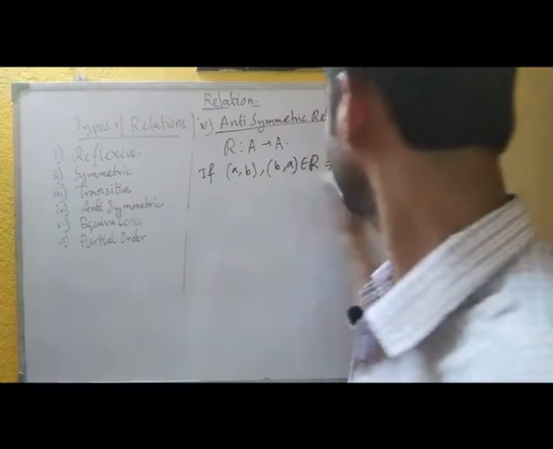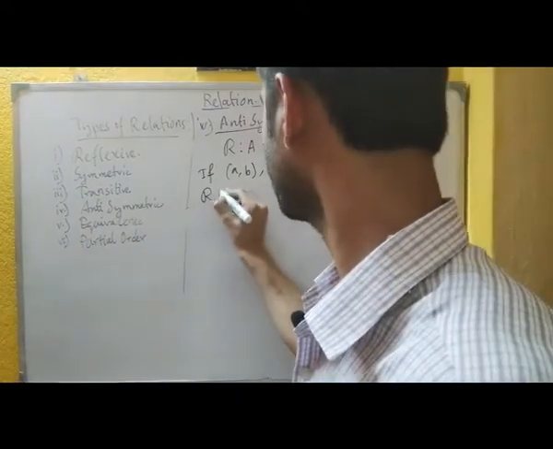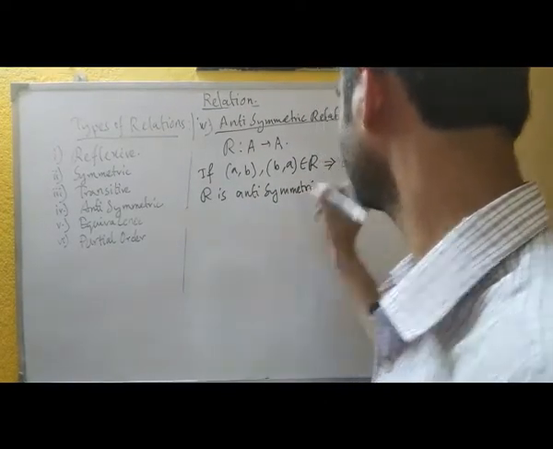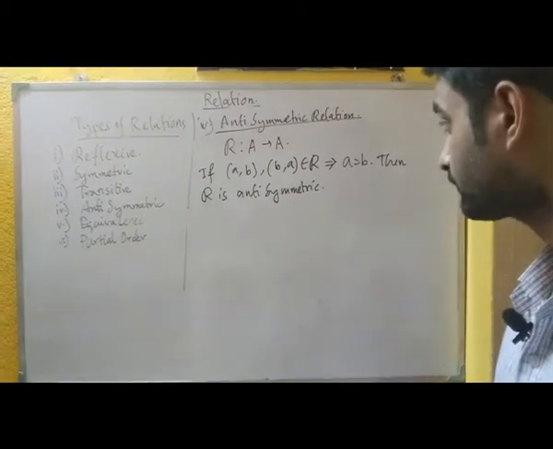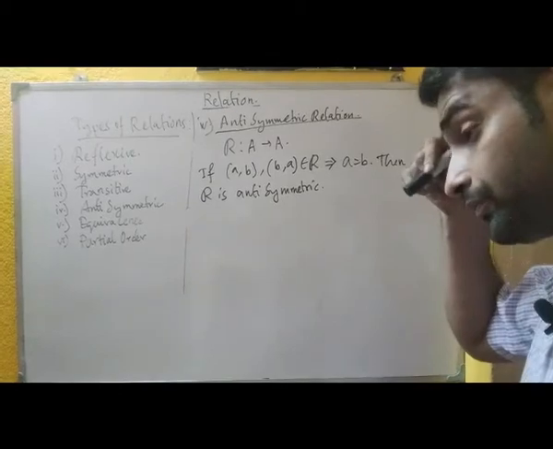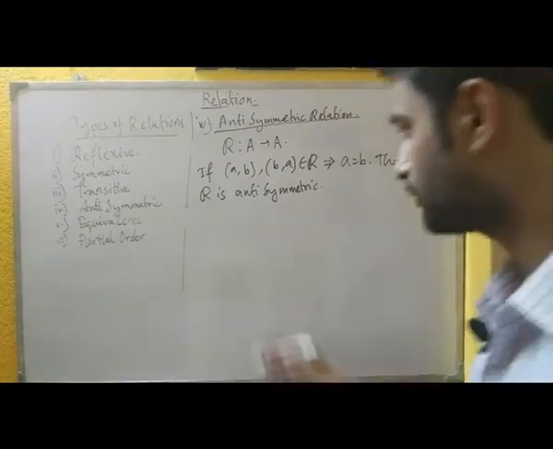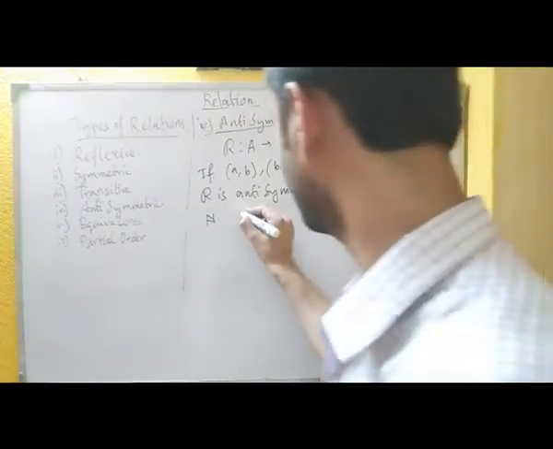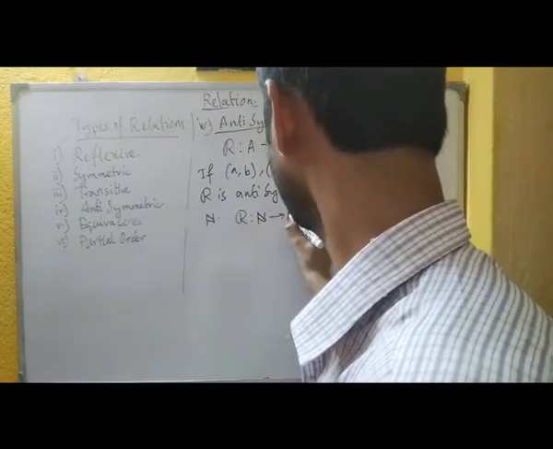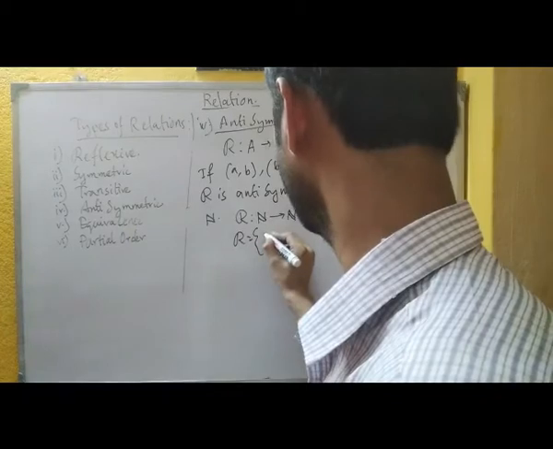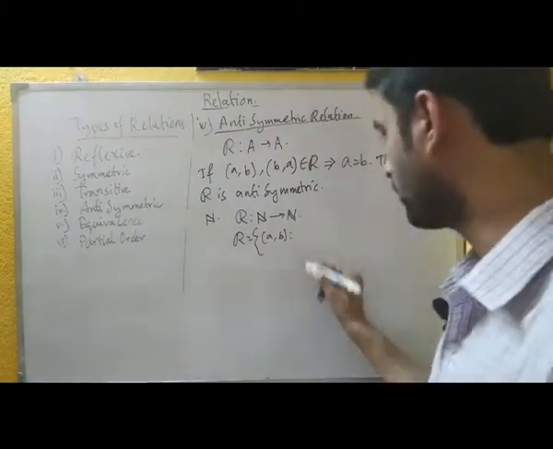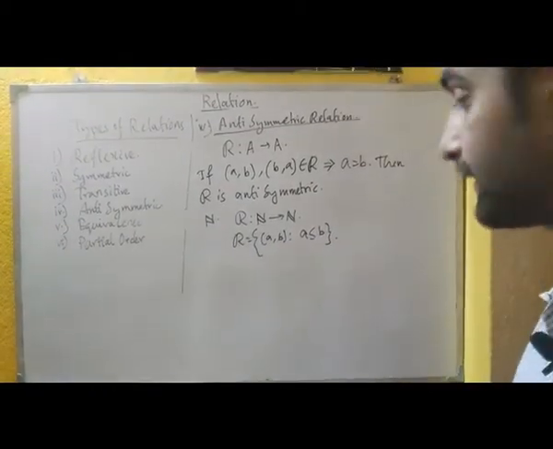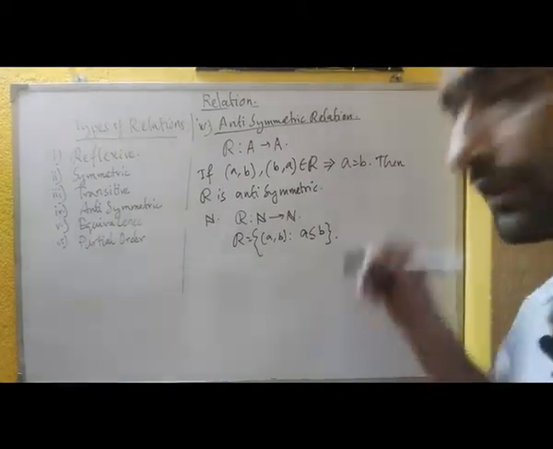So when we say R is antisymmetric, okay, suppose we consider the set of natural numbers N, and we define the relation R on N as the ordered pairs (A, B) where A is less than or equal to B. So we consider this relation of being less than or equal to.